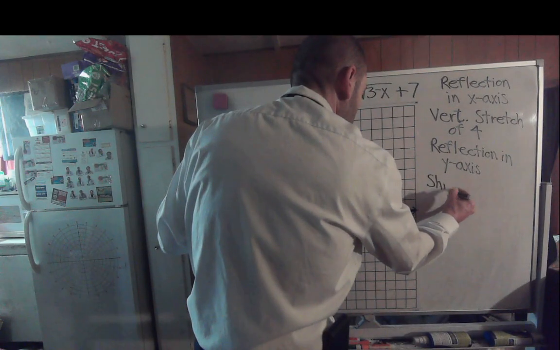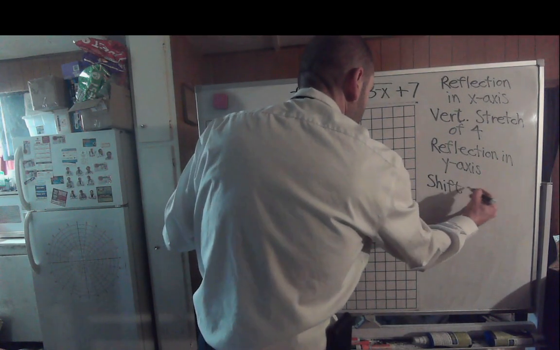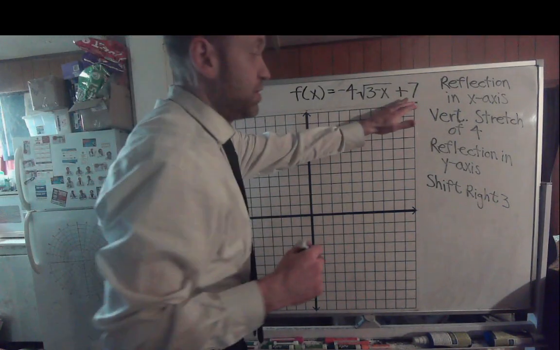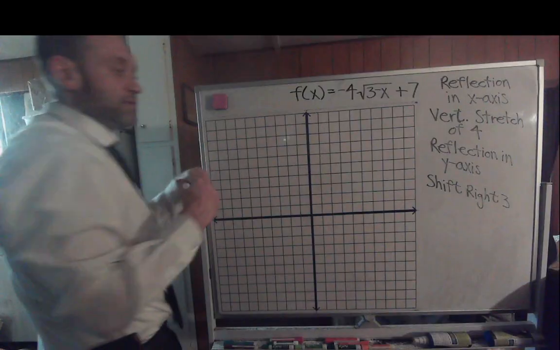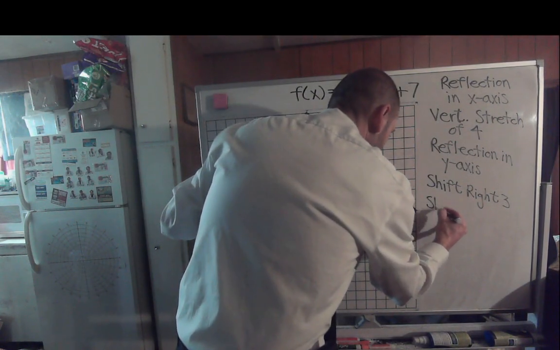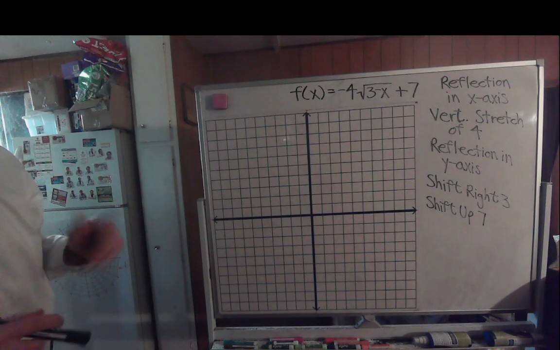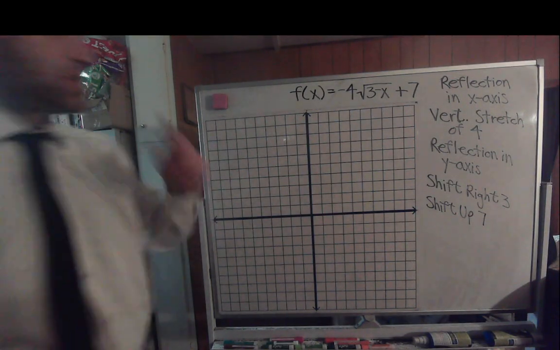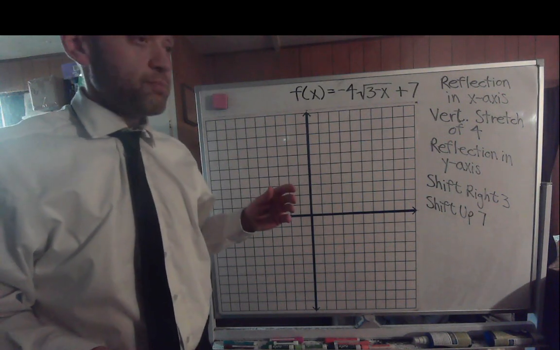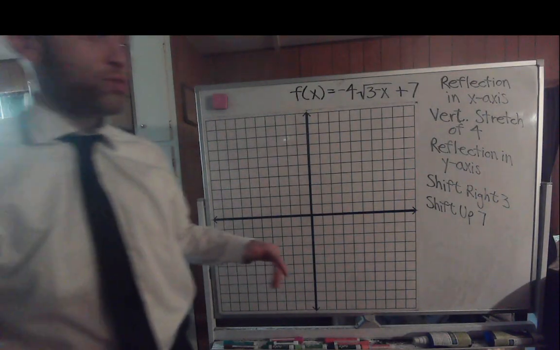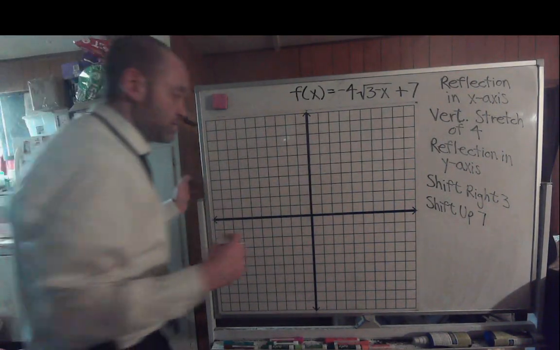So you're going to shift right 3 units. Now then you have that plus 7 outside of all this. That means you're shifting everything up 7 units. All right, so let's put all this to work. We shifted right 3 and up 7, so my starting point should be at the point (3, 7).